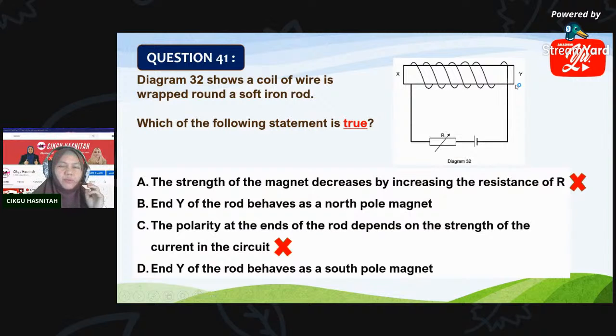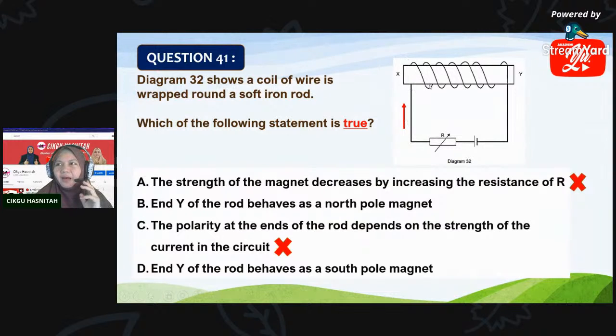Can you type the rule which we can apply here to determine the polarity at Y? What rule can we use here to determine the polarity of X or Y? Please type your answer in the live chat. Which rule can we apply to determine the polarity at X or at Y? Yes, okay, this is the direction of current flow. Vinci says right hand grip rule. Yes, Vinci, very good.